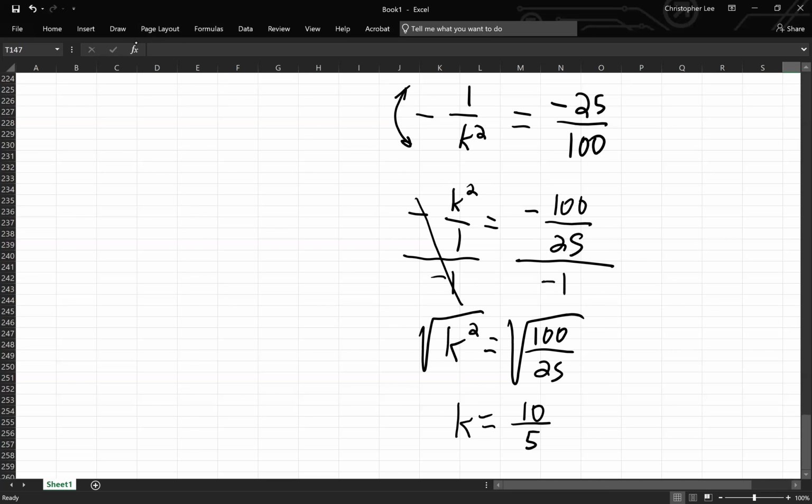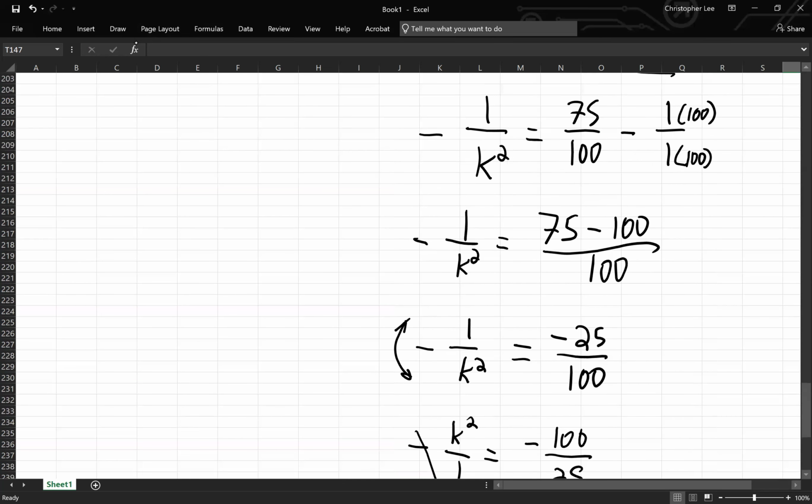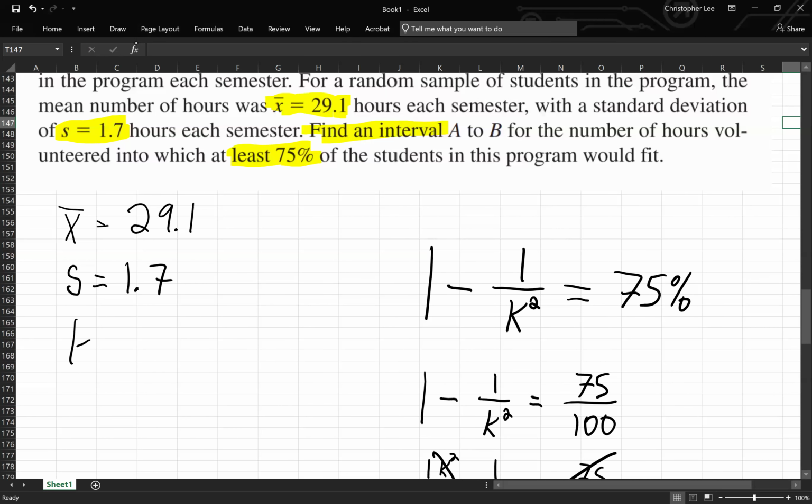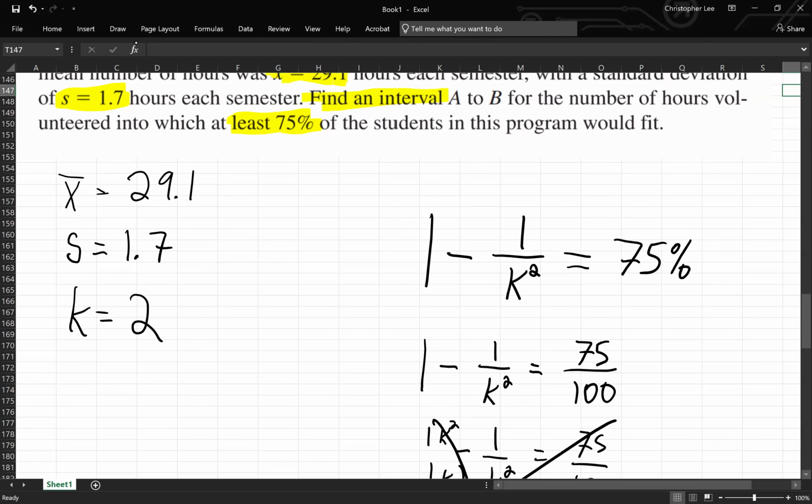5, right? Because remember, when you have the big square root like that, you can do it individually. So you get 10 over 5, right? Help me out. What's 10 divided by 5? So we have K is equal to 2. That's simple, right? Going back up to the question. It's just a little arithmetic to solve for K.